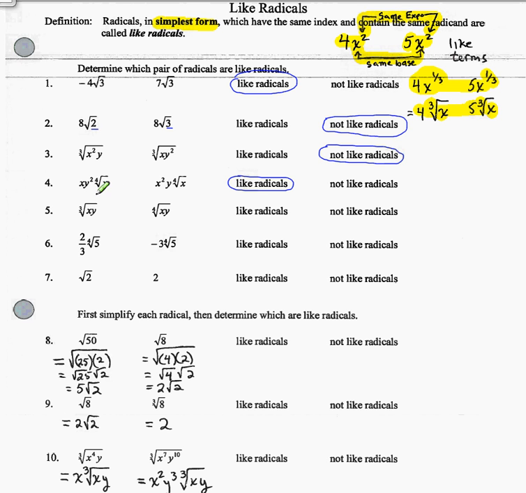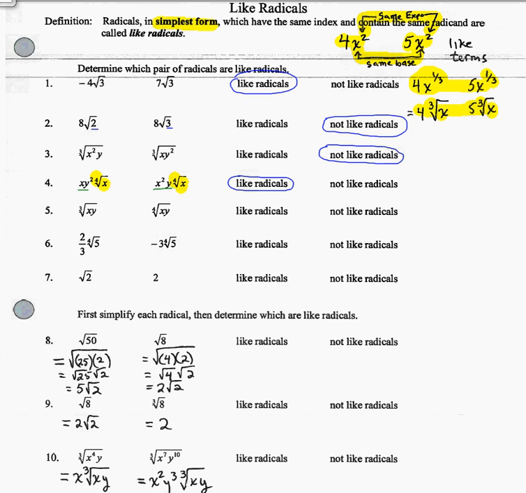So the example we just did on example number 4, notice how in front of this radical there was an xy squared, and this one had an x squared y, and that doesn't matter. What matters is that the radicands are the same and the index in both cases were the same. That's why they're considered like radicals.